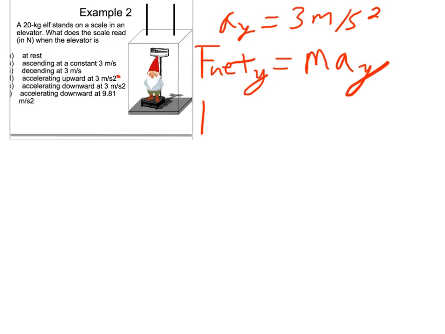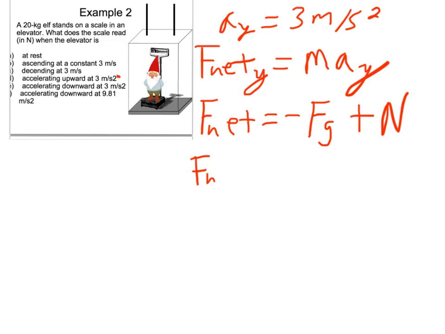Okay. The net forces on the elf, he still has gravity working on him. He still has a normal force on him. Gravity points down, normal force up, therefore gravity is negative. Normal force is positive. And his weight, his Fg, his mass didn't change, so that's still F net equals. We can find that weight. He's still a 20 kilogram elf. His mass hasn't changed. Gravity on Earth hasn't changed. So his weight is still 200 newtons, and that's still pointing down, so it's negative. We're looking for the normal force.